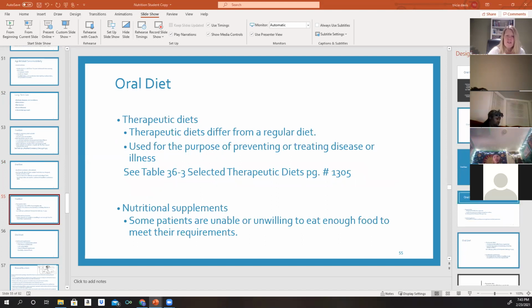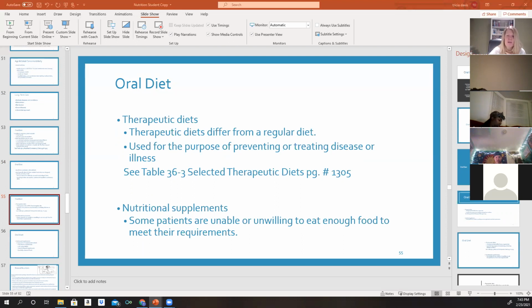So therapeutic diets are different than a regular diet. We use these for preventing or treating a disease or illness. Ultimately, we always want to prevent. But if we don't prevent, then we have to treat. So if you have a patient that has cardiac or vascular disease, we're going to tell our patients to avoid trans fats, right? Trans fats are bad. They're going to avoid saturated fats, and we're going to have them avoid those hydrogenated fats. All those fats are bad. You guys need to know that, okay?